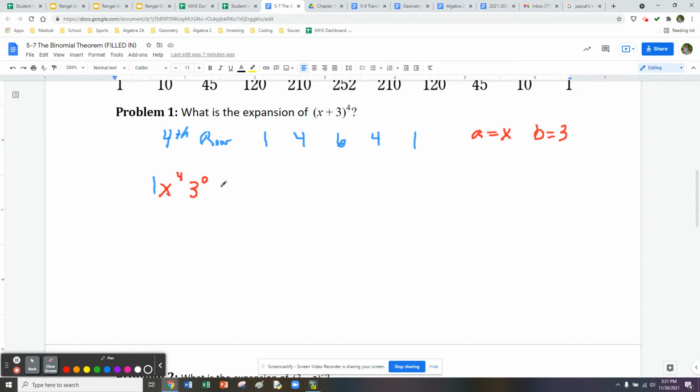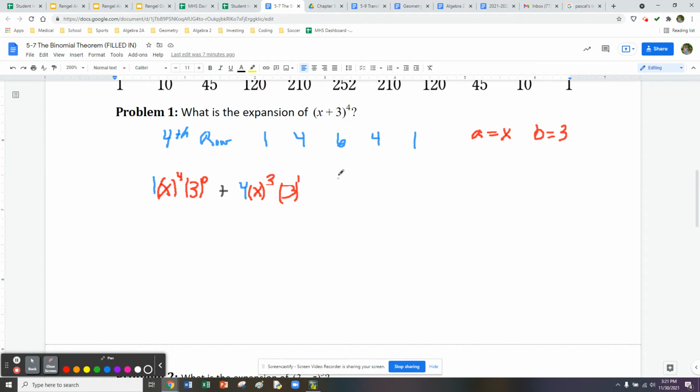Then continuing, we're going to have a plus. Then we go to the next Pascal's number, which is 4. And then we're going to have x to the 3rd. And then we're going to also raise 3 to the 1st. And I should be putting these into parentheses in case they were negative so that we are multiplying those out correctly. So let's make sure we do that too. So there is our next term.